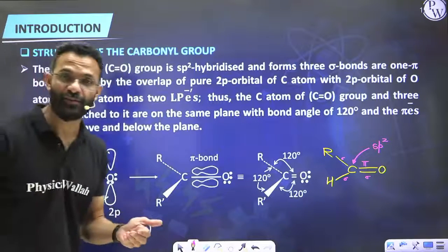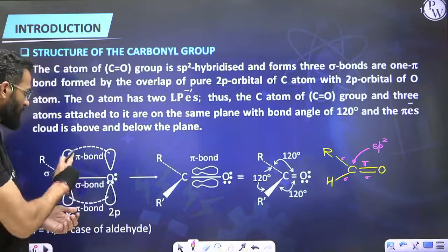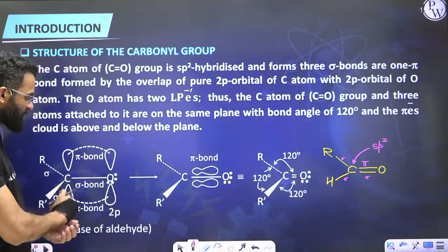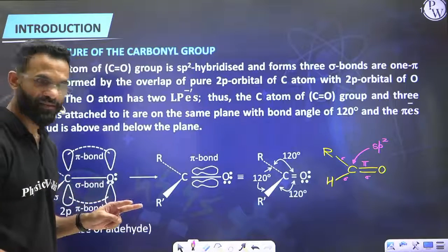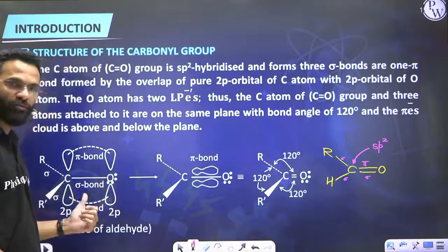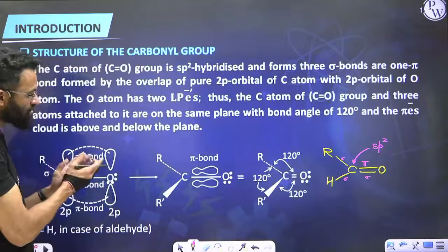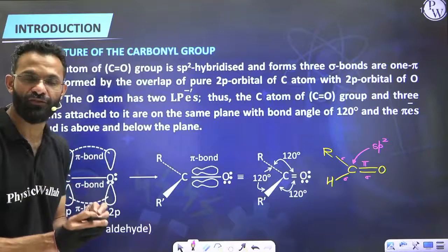Well, let me tell you, since we are showing overlapping of the lobes above as well as below the sigma bond, it does not mean that 2 pi bonds are formed. This means only one pi bond is formed, but of course for this pi bond to be formed, this overlap has to be a positive overlap.